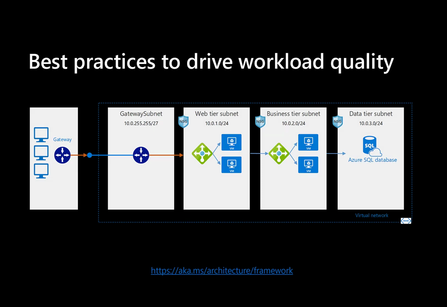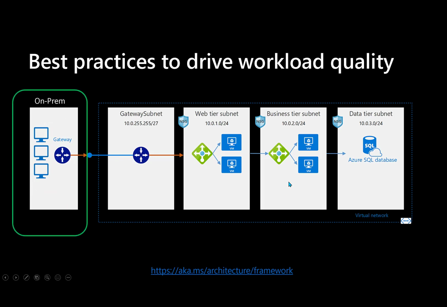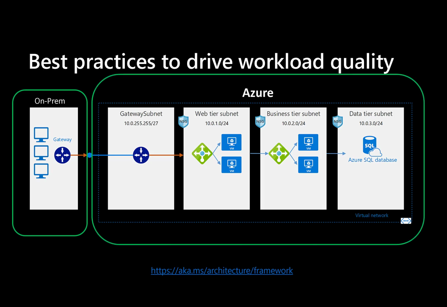Now let's apply the well-architected principles and pillars to our deployment. We'll start with a basic three-tier application architecture. We have an on-prem site connected to Azure via a dedicated link. To connect to the on-prem network, we are using Virtual Network Gateway.